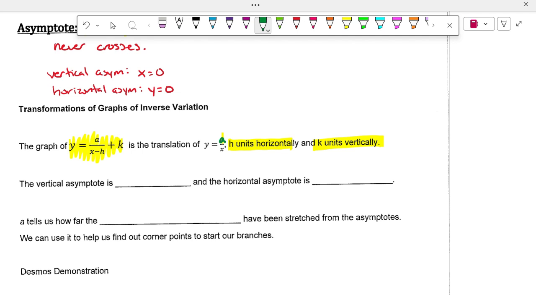Vertical asymptote. X is always going to equal h. And again, that h, you flip the sign. Another way you can think about it is you set x minus h equal to 0, solve for x. You'll get the same thing. Flip the sign of the thing. Horizontal asymptote is always going to be your k value. So y is going to be equal to k.